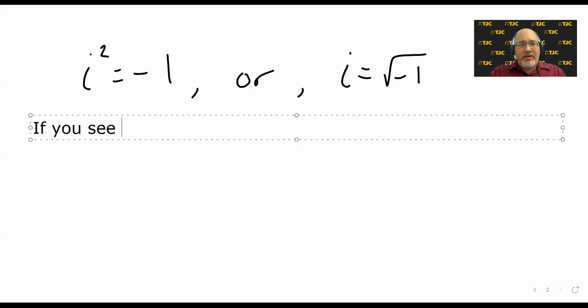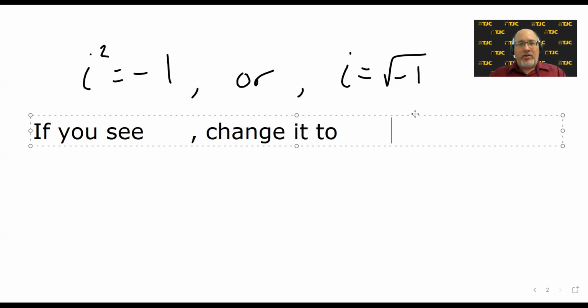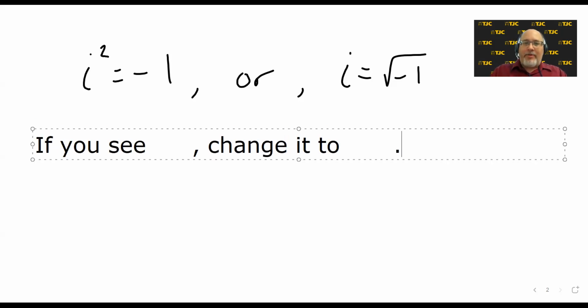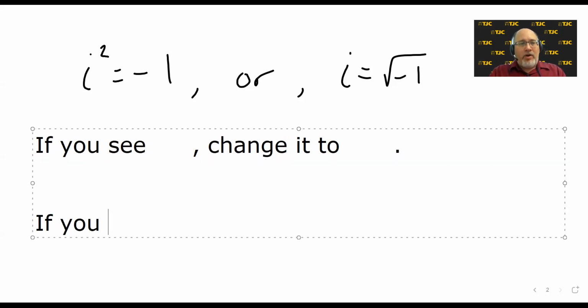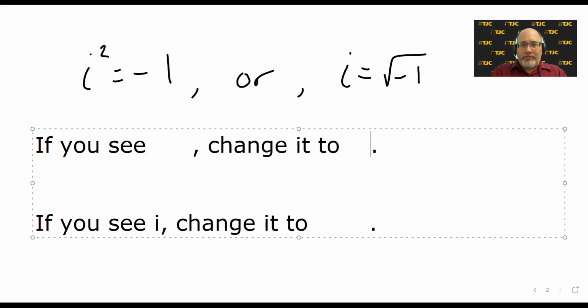If you see, now I'm going to write an i squared in there, change it to, and I'm going to write a square root of -1 in there. Let me take this font size up one more notch. This is important enough to merit a larger font size. And again, I'm going to write some stuff in there. And the other one is if you see i, I can type that, change it to the square root of -1. Wait a minute. I can type -1 up here.